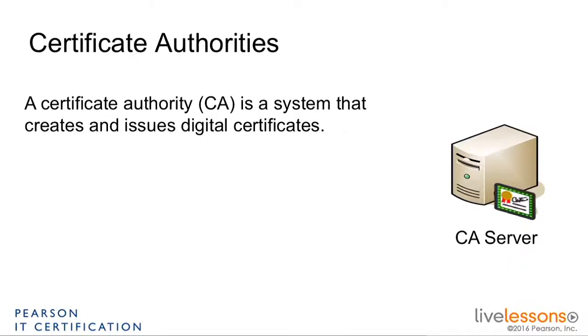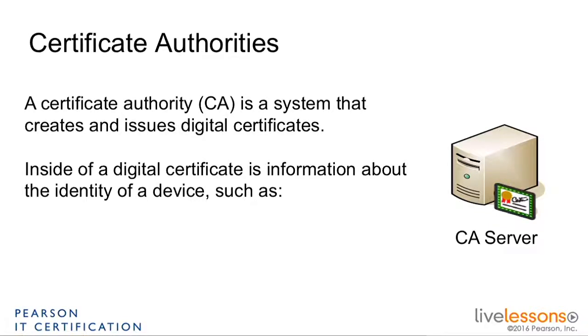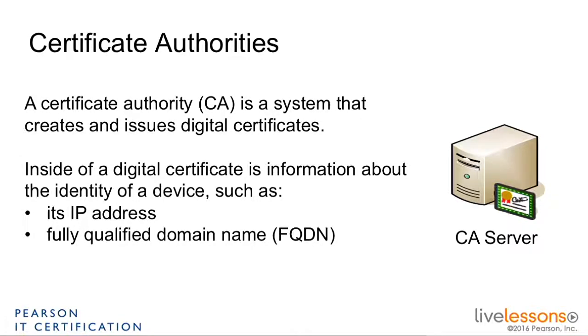Let's go over what are certificate authorities or CAs. Basically, these are systems that create and issue digital certificates. Inside of a digital certificate, there's information such as the IP address of the device or the entity, the fully qualified domain or FQDN, and the public key on that device.